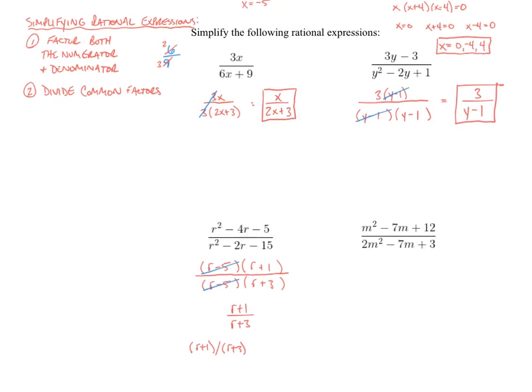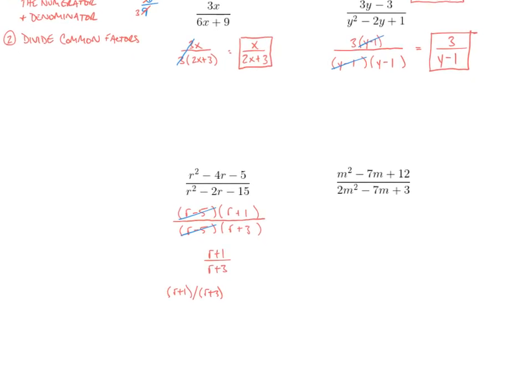All right, now we'll do it together. So first we need to factor both the numerator and the denominator. Again, I can use the AC method in my numerator. Factors of 12 that add up to negative 7. That's going to be m minus 4 and m minus 3.